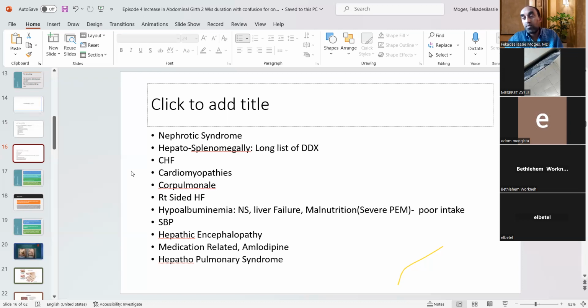No positive findings, everything is negative except he has bilateral lower extremity edema. Okay, he has bilateral lower extremity edema. Is that clear? Yes. Good. What other system do you want to check next?